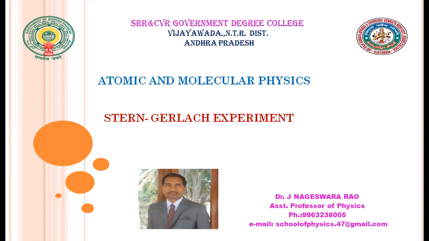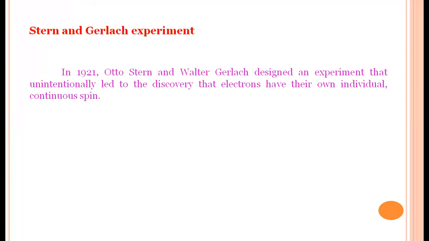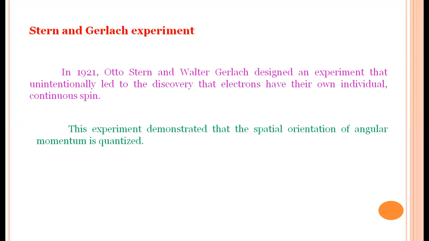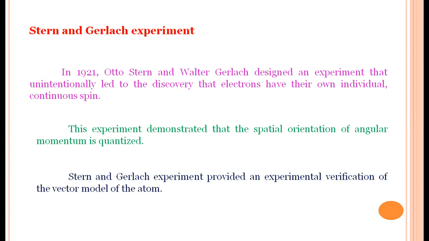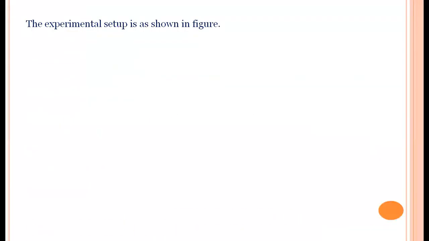Today, we will discuss the Stern and Gerlach experiment as a part of atomic and molecular physics. This experiment was designed by Stern and Gerlach in 1921 to verify the vector atom model. We know the vector atom model has two parts: one is space quantization and the second one is electron spin. These two parts are very important to explain the atomic structure. So the Stern-Gerlach experiment provided an experimental verification of the vector atom model.